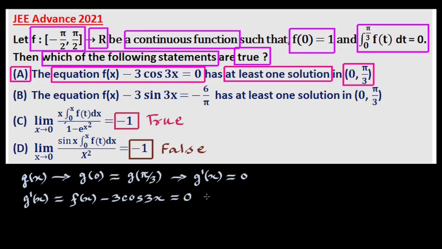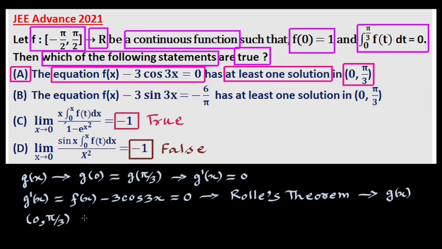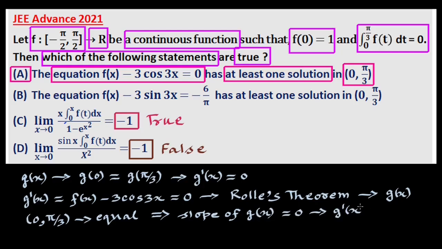From the option, g dash x will be equal to f(x) minus 3 cos 3x, which is already given to be 0. That reminds us of Rolle's theorem, which tells us that if the values of the function, in our case g(x), at the endpoints of the interval, in our case 0 to pi by 3, are equal, then there is a point within this interval where the slope of g(x) is 0, provided g(x) is continuous and differentiable. That means g dash x is 0. Now, as referred earlier, g dash x is f(x) minus 3 cos 3x, which is equal to 0.